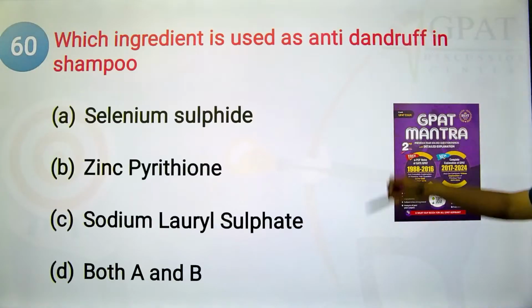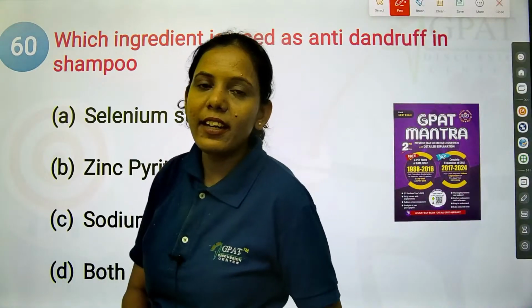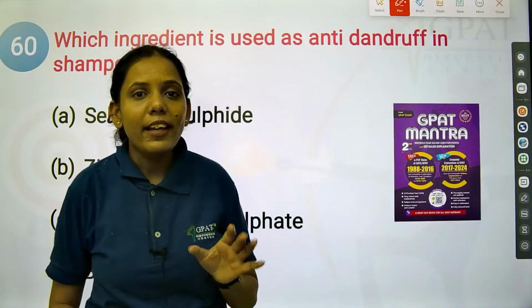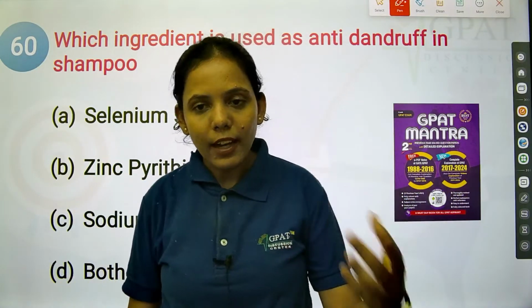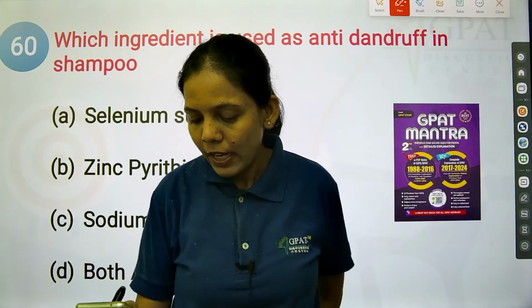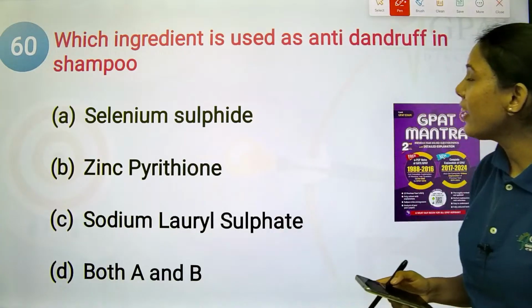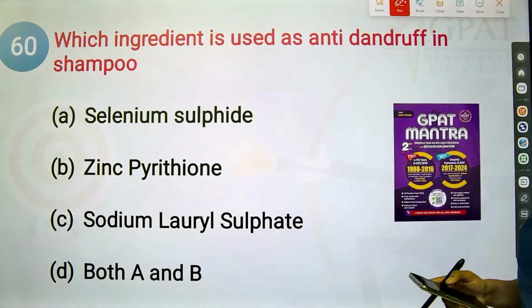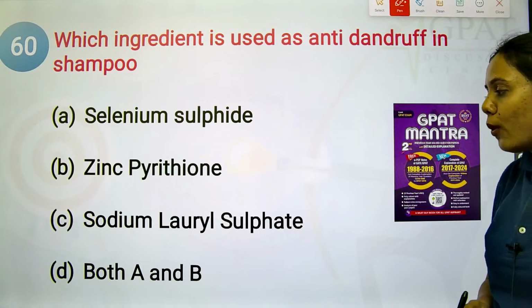Next is, which ingredient is used as anti-dandruff in the shampoo? The cosmetic ingredients are very important because unlike other things like tablets and capsules, here the ingredients are very different. In the class also we have discussed how to remember. Here also again I am telling. Which ingredient is used as anti-dandruff? Selenium sulfide, zinc pyrithione, sodium lauryl sulfate.